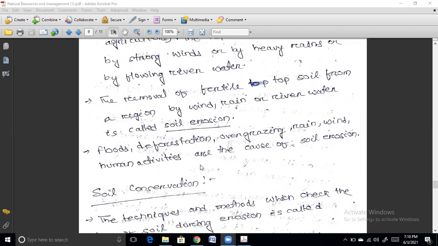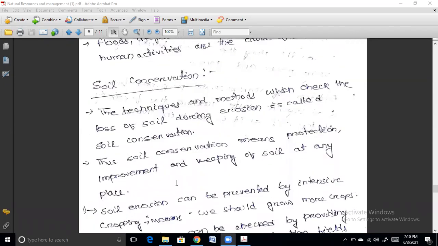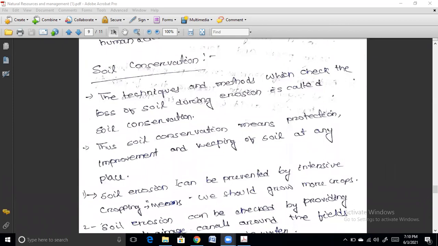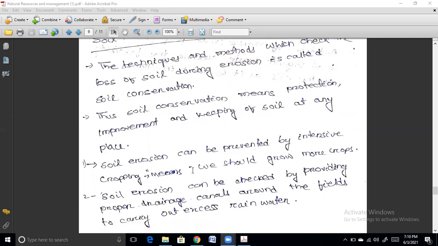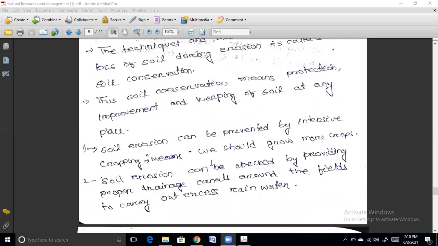If there is a storm or flood, the area is washed away. Deforestation causes soil erosion, cutting trees causes soil erosion, as discussed earlier, and overgrazing destroys the soil. So we have to use different techniques to conserve the soil. That is called soil conservation. Soil conservation means protection, improvement and keeping of soil at any place. The practice of keeping and improving the soil in an area is called soil conservation. And soil erosion can be prevented by intensive cropping.